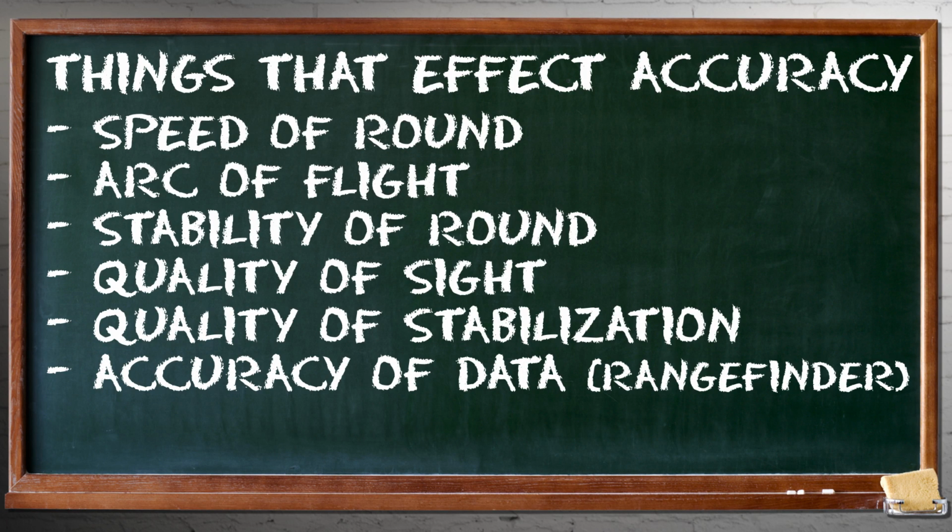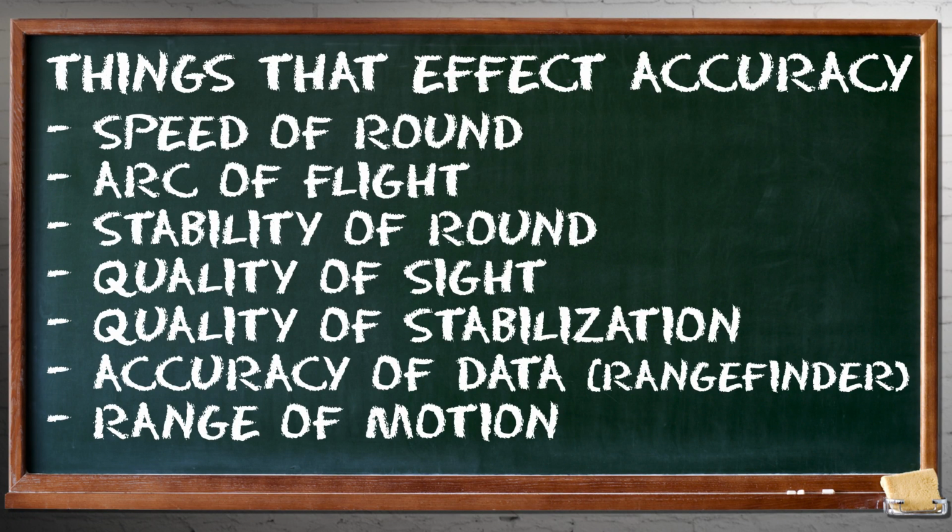Accuracy of the data, that goes back also to the arc of flight. So how far away is your target? Today you've got crosswind sensors, humidity checks, temperature checks, how many rounds have been fired from your barrel already, so that's the wear of the barrel. These days it's actually very fascinating the amount of data that goes into every calculation before you fire the round.